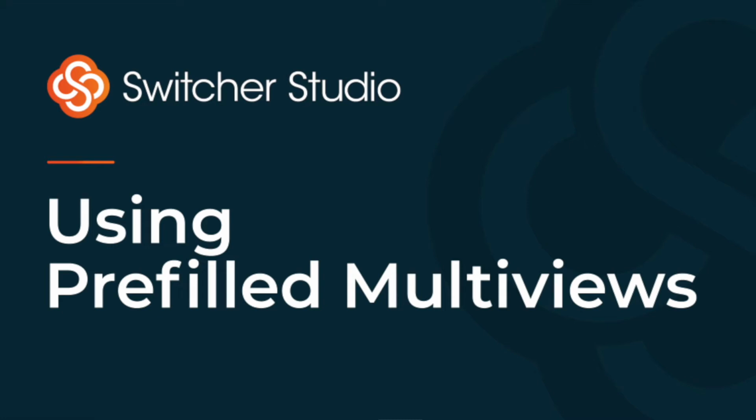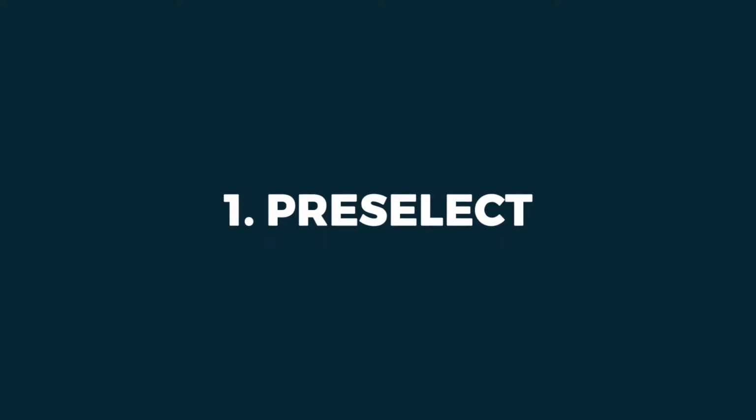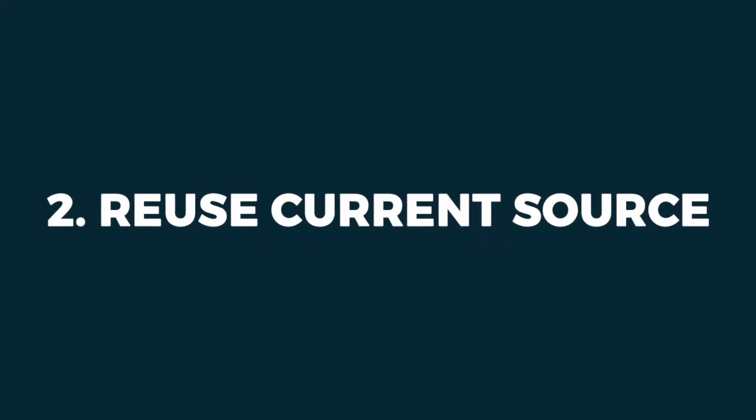Using Prefilled Multiviews. Prefilled Multiviews allow you to pre-assign video sources to a multiview template. That means that during your production, you can simply tap the multiview and it will automatically pull up the correct sources. There are two types of prefilled multiviews: pre-select and reuse current source.